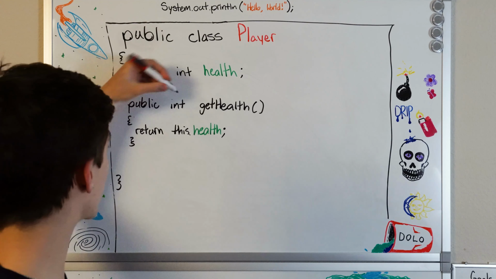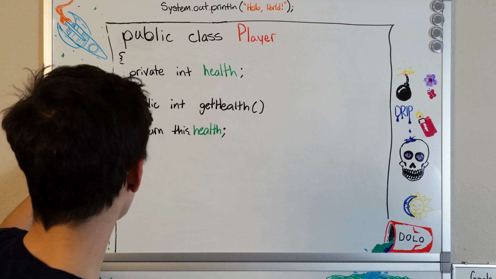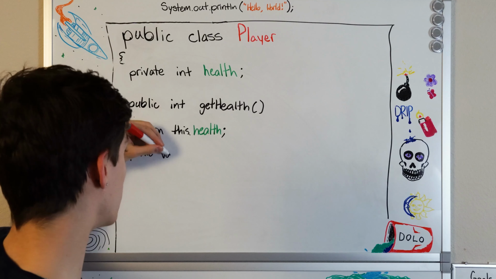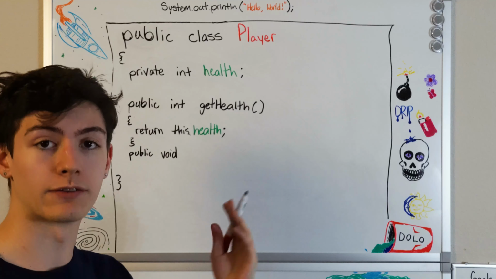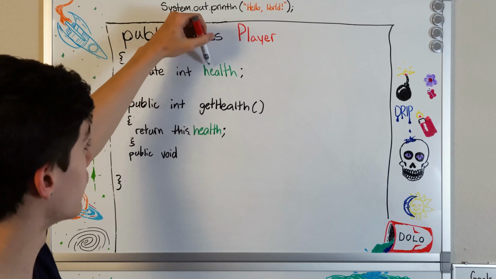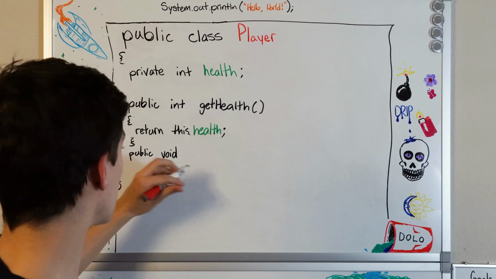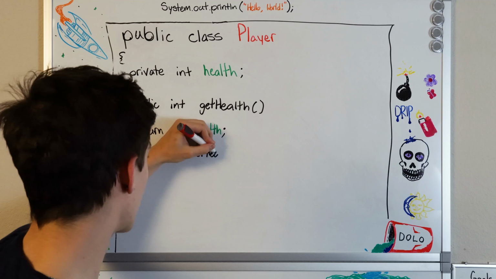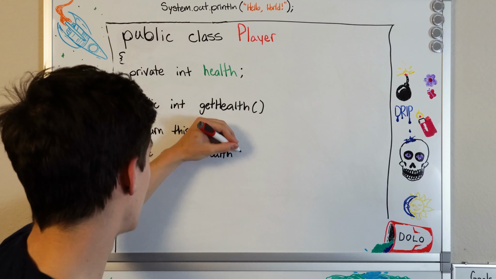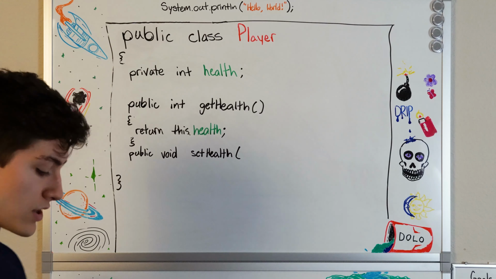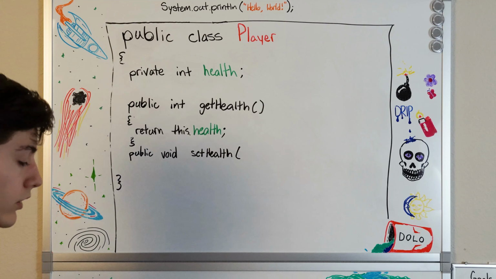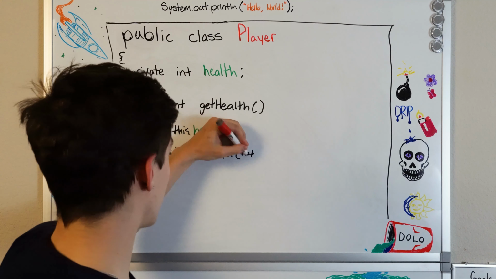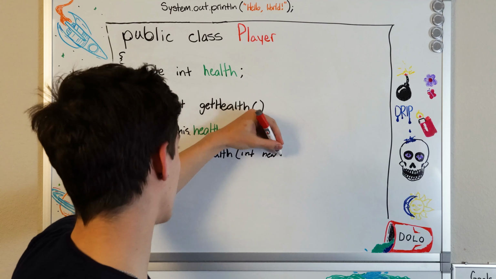For a setter, it's going to be the opposite. You're going to write public void, because this method doesn't return any information back. We're simply changing a variable that's in our class. So public void set health, and then here we need to ask for some information, because if you're setting the health, we need to know what you're setting the health to. So we need an int, and we're going to call this new health.